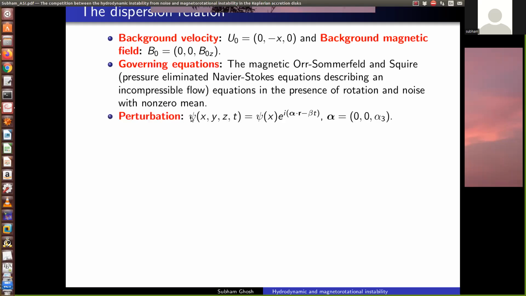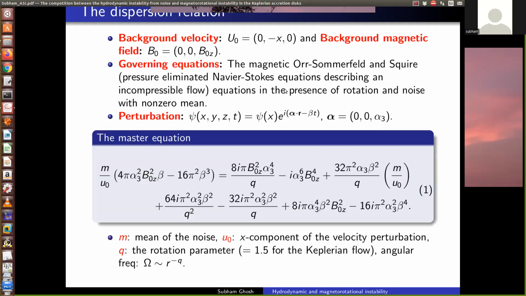With this, we consider the perturbations of this form. As the background is spatially dependent, perturbations will have a form like this, and the frequency of the perturbation is in general complex. According to our convention, if the imaginary part of this frequency is positive, then there is instability, and the corresponding modes are unstable modes. Alpha is the wave vector. To mimic the standard MRI, we have chosen this wave vector along the vertical direction.